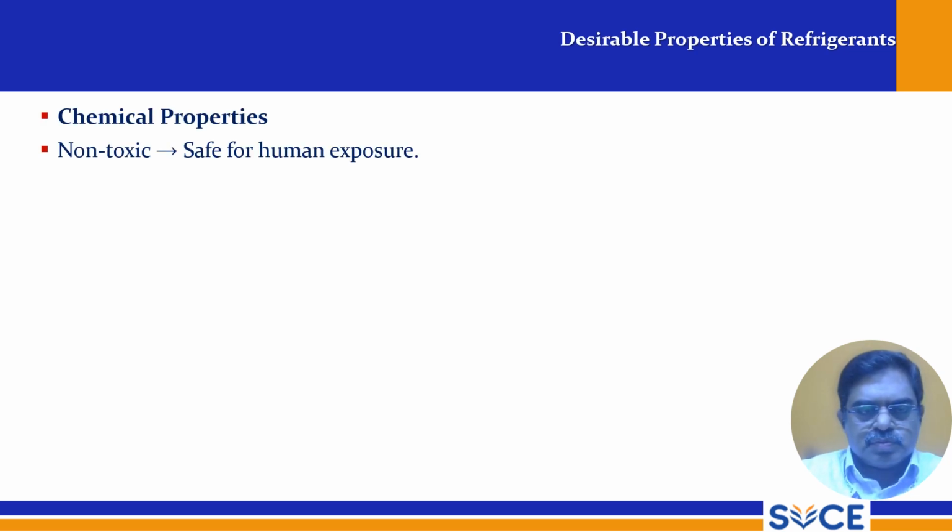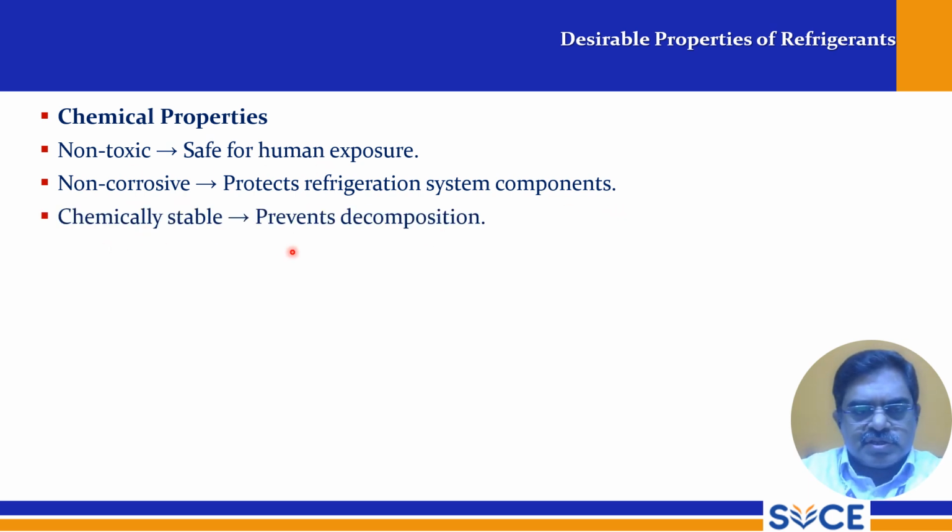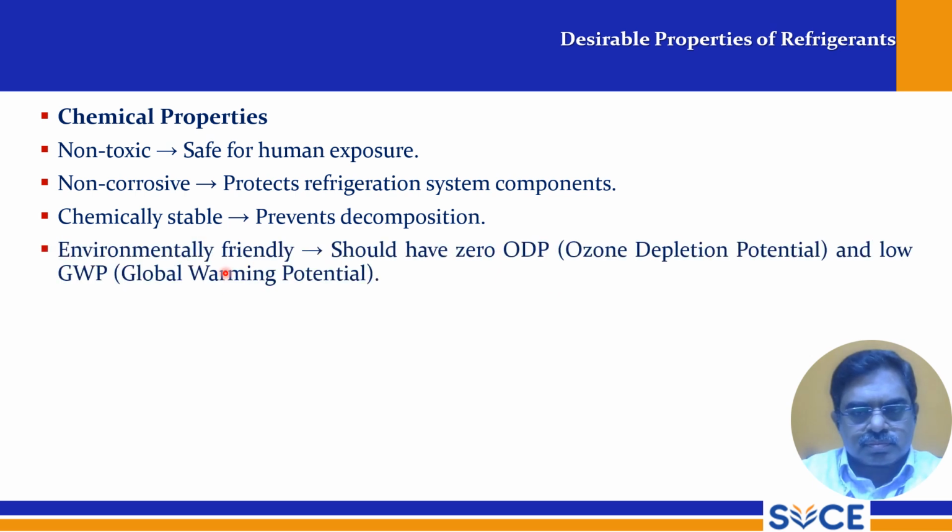Chemical properties: it should be non-toxic, safe for human exposure, non-corrosive, it protects refrigeration system components, chemically stable, prevents decomposition, environmentally friendly, should have zero ODP, that is ozone depletion potential, and low GWP, global warming potential. So these are the chemical desirable properties.